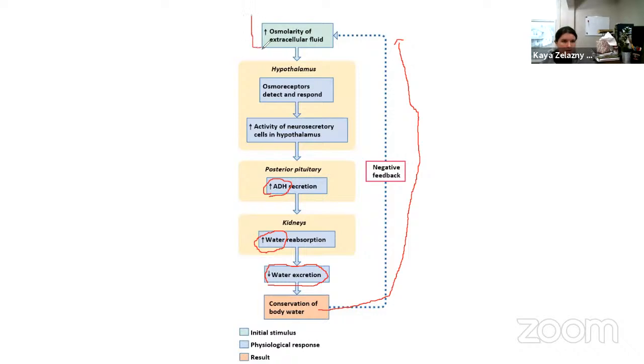So here we have our osmolarity increasing. So say you have really salty blood, got lots of sodium in it, high osmolarity. Osmoreceptors detect that. Hey, our blood's too concentrated. In the hypothalamus, increases the neurosecretion, right? Those cells are going to secrete our ADH, leading to this whole flow.